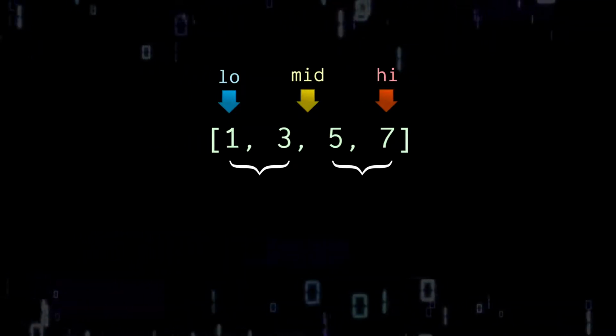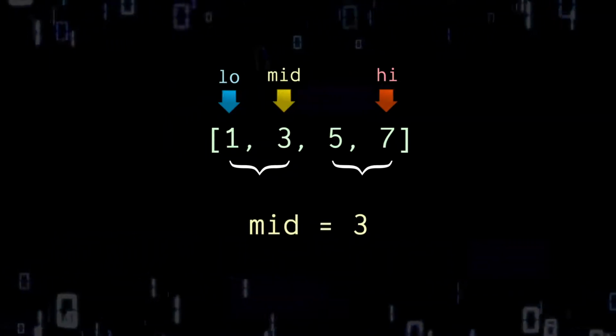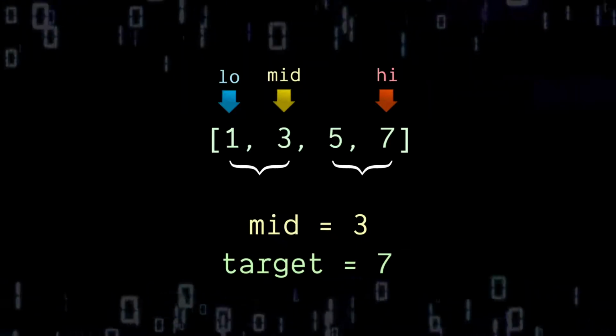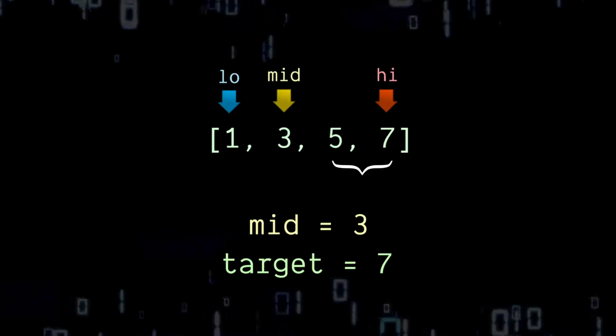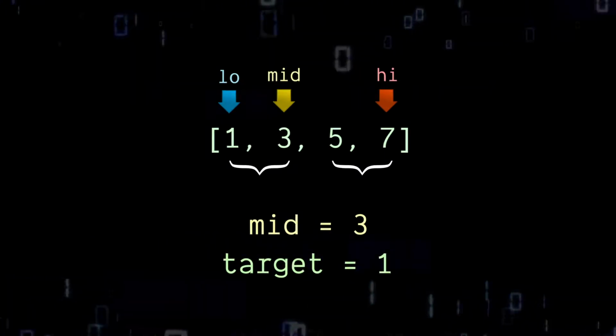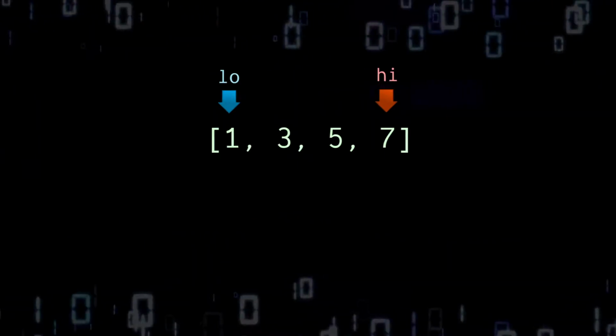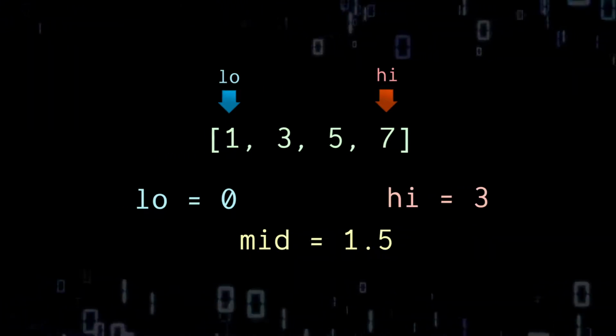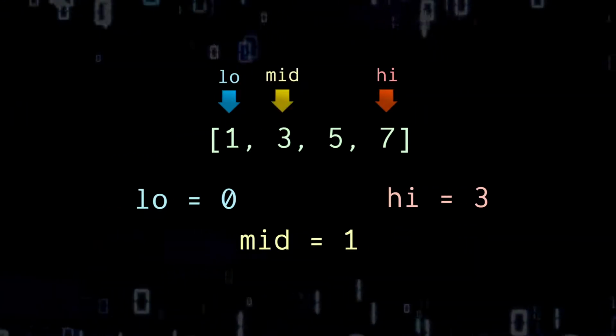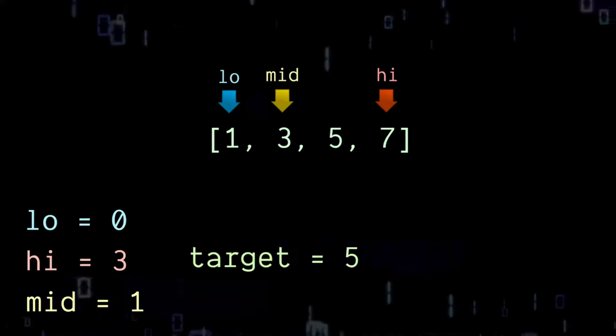Given that we have a sorted array, if we check the middle and our target value is greater, then we know it's going to be in the right half, if it is in our array. If it's less, we know it's going to be in the left half. So let's say we get our mid pointer by averaging the indices of high and low. We can round this down and get index 1. Okay, what we're looking for is value 5.